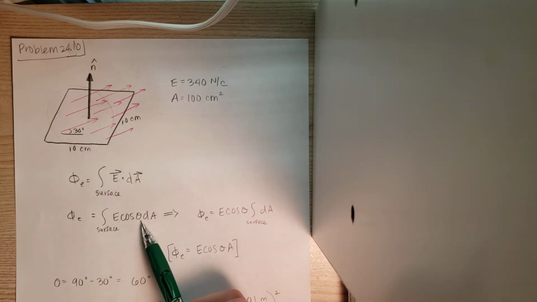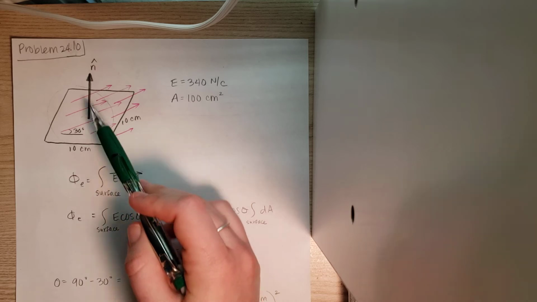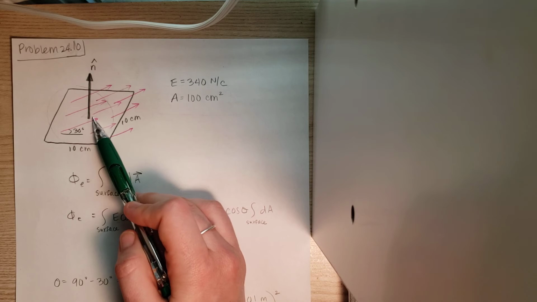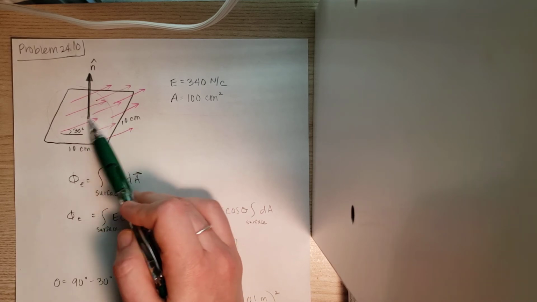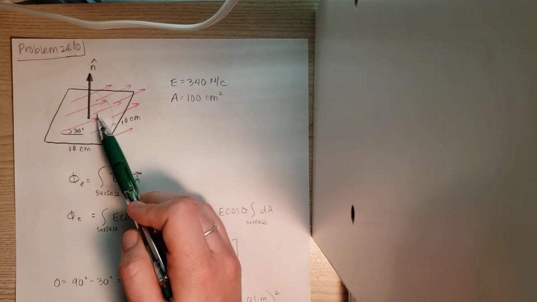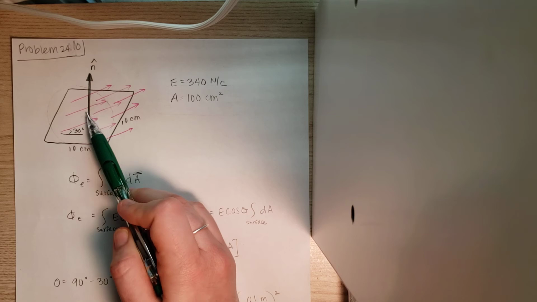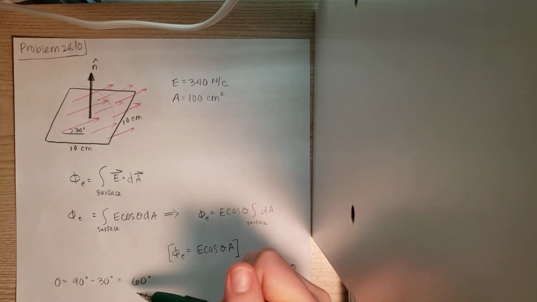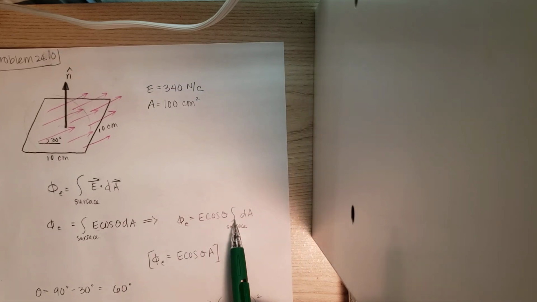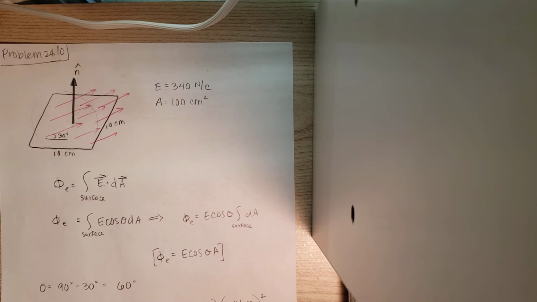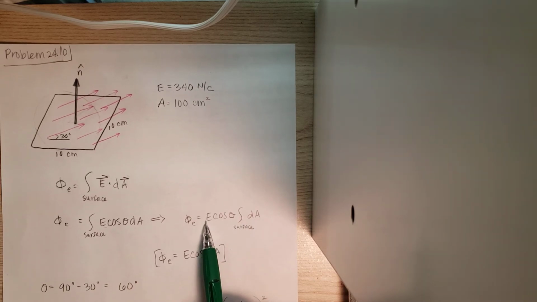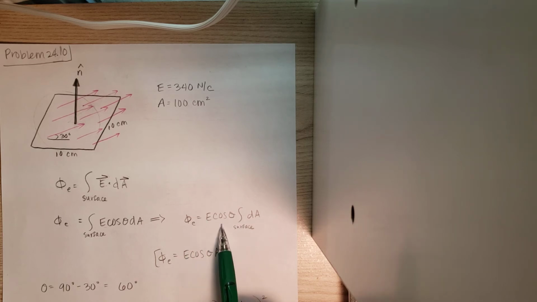And then our theta will just be equal to the angle between the normal, or this unit vector n hat, and the electric field. So we can just take that 30 degrees, subtract it from 90, and we know that 60 degrees is going to be our theta. And then furthermore, we can take the E cosine of theta outside because it's a uniform electric field, so we know that's going to be constant throughout.